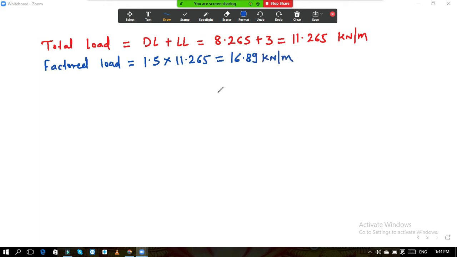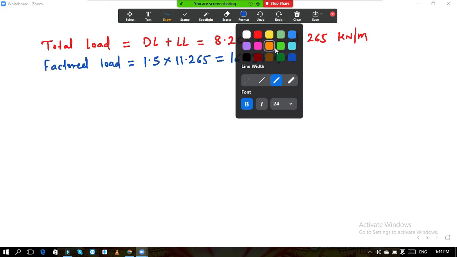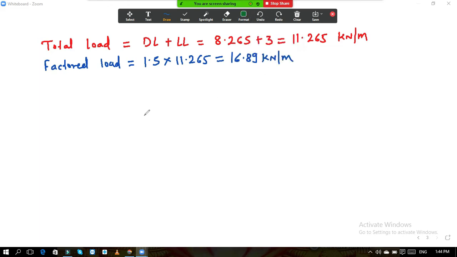Kilonewton per meter. So now after this we will calculate. This is the load on flight. Now we will calculate what is the load on landing, the load on landing slab.